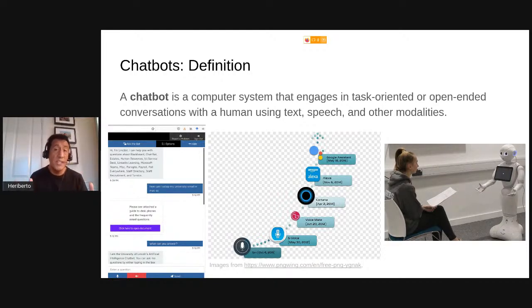Now, these conversations can use text, speech, and some other modalities, such as here we have a robot moving its arms, moving its head, and that's why we can have this type of chatbots, or these others that you are more familiar with, that mostly use commands. And you can also have text-based or a combination of text and speech.